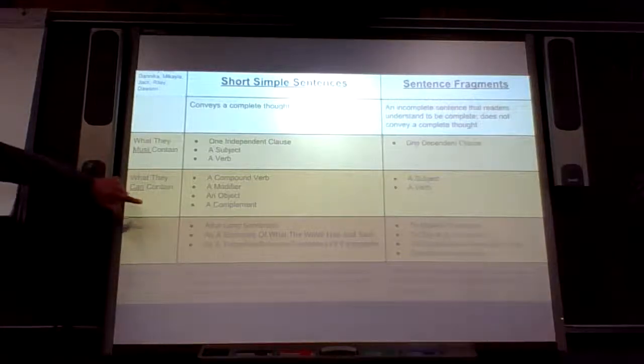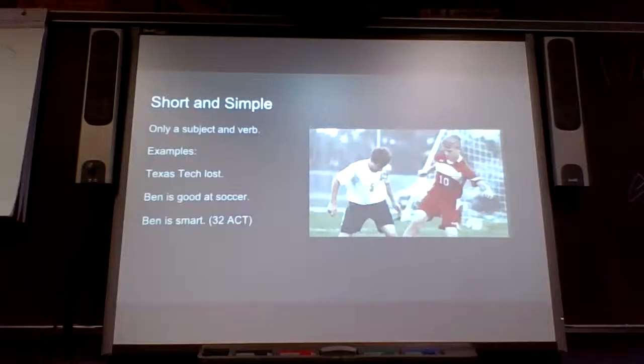Carry on. All right, so these are some examples of short and simple sentences. Texas Tech lost. Ben is good at soccer, and Ben is smart. All right, pause. Now, these short, simple sentences are only effective if what? There is a context to them. Longer sentences ahead of them, longer sentences around. So if we have longer sentences around and then we go to this, that's good. If I have a bunch of sentences in a row that just sound like this, is that good or bad? That's bad. That's choppy. Like there was a basketball game. Texas Tech.